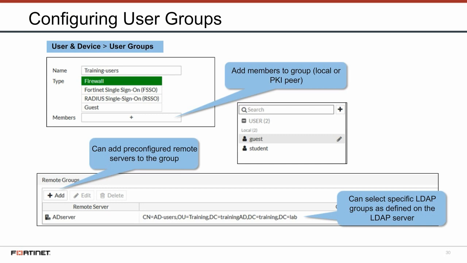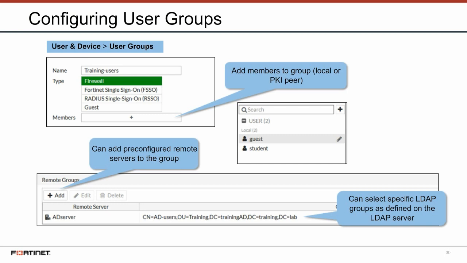If your remote authentication server is an LDAP server, you can select specific LDAP groups to add to your user group, as defined on the LDAP server. Note that you can also select RADIUS groups, but this requires additional configuration on your RADIUS server and FortiGate. See knowledge base kb.fortinet.com.